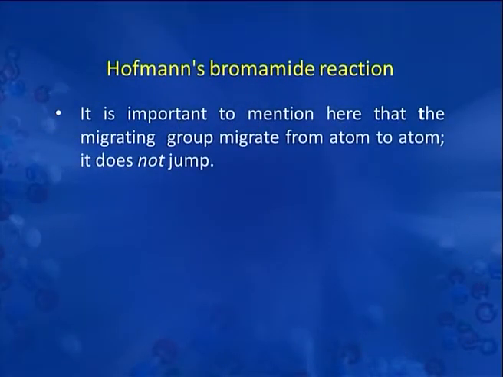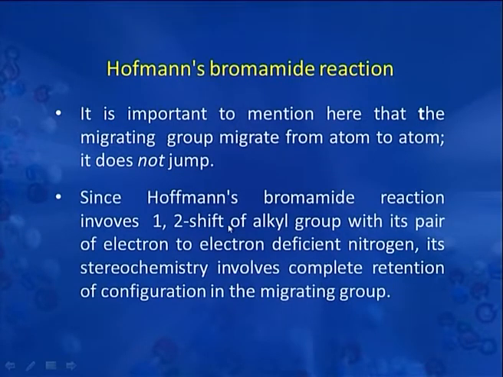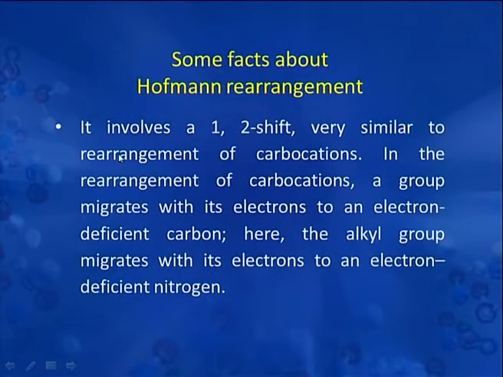It is important to mention here that the migrating group migrates from atom to atom, but it does not jump. And since the Hofmann bromamide reaction involves a 1-2 shift of the alkyl group with its pair of electrons to the electron deficient nitrogen, its stereochemistry involves complete retention of configuration in the migrating group. It involves a 1-2 shift, very similar to rearrangement of carbocations. In the rearrangement of carbocations, if you recollect, a group migrates with its electrons to an electron deficient carbon. Here the alkyl group migrates with its electrons to an electron deficient nitrogen.